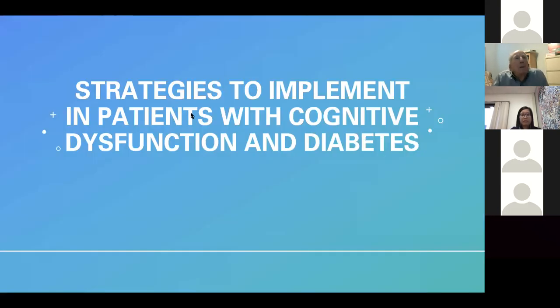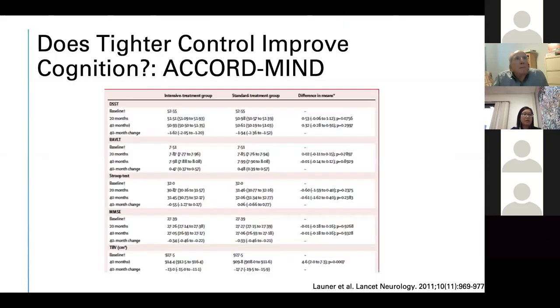So in terms of strategies to implement in patients with cognitive dysfunction and diabetes, I think one of the bigger questions that's often asked is, does tighter control improve cognition? And results from the ACCORD-MIND cohort looking at 3,000 patients who are average age of 63 years old, divided up into intensive control less than 6% or standard control 7 to 7.9%, what they found was that there was really no change of cognitive testing for the intensive control versus the standard therapy at 20-month and at 40-month follow-up. And they really looked at different cognitive tests.